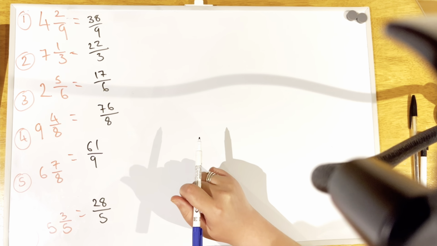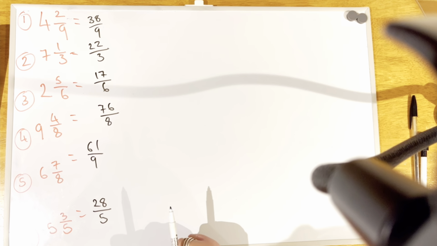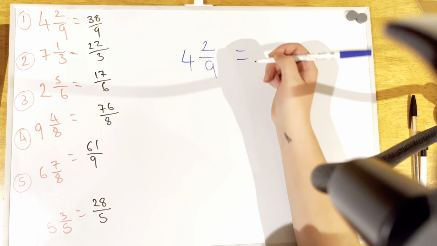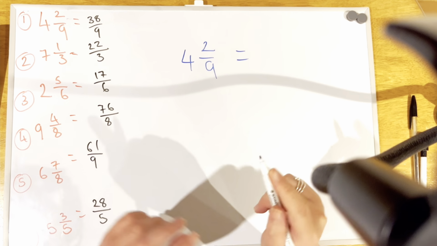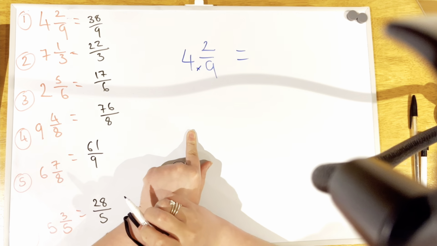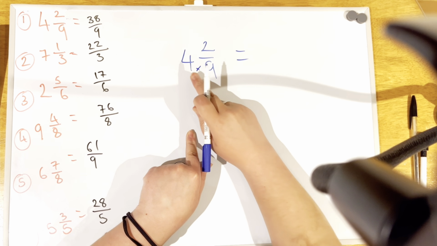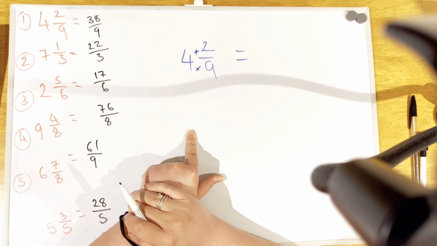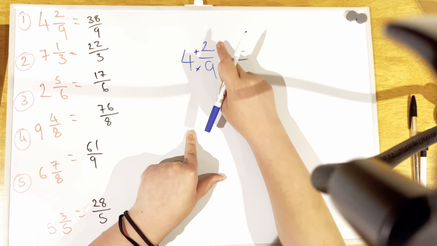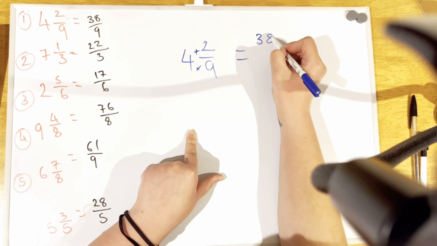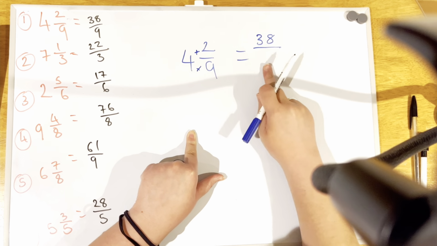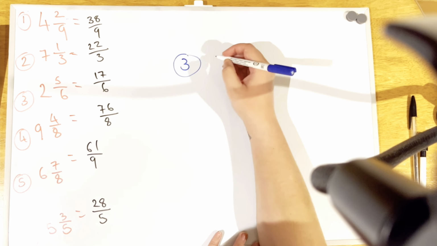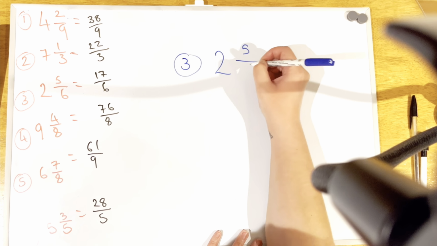So let's have a look at a couple of our questions. Let's start with number 1. So here I've got 4 and 2/9 and I want to put that into an improper fraction. Well, I know that I need to do 2 things. So I need to times by my denominator. So 4 times 9 is 36. And then I need to plus my numerator. So 36, 37, 38. So it becomes 38. 38 is my numerator. We carry our denominator over. So 38/9.